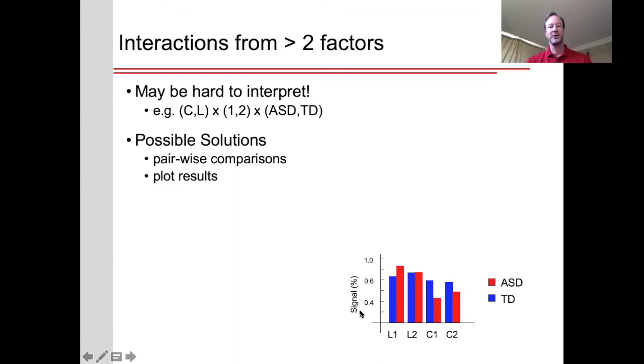Now, trying to interpret interactions from more than two factors can be quite difficult. So for example, in this case, we could actually see differences in the letter and category conditions with switching or not switching in individuals with or without autism spectrum disorders. Trying to interpret these can often be very difficult, and perhaps some solutions for that would be to look at pairwise comparisons and to plot the results as I've done here, and that can often aid in trying to figure out what is driving that particular interaction effect.